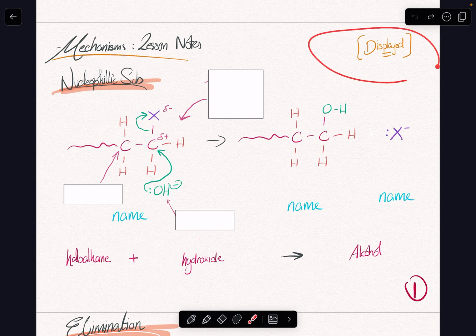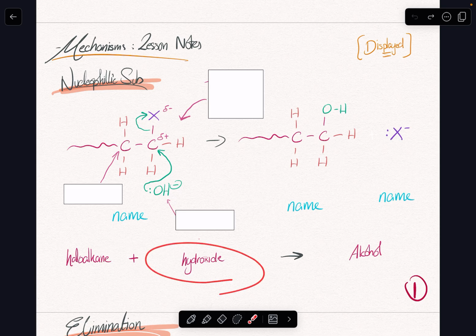And I would do all of this displayed. I would write it down on a plain piece of paper, draw out your halo alkane, draw out your mechanism, double check it, triple check it, upload it, and then check it for the 4th time. Compare it with everything that I've got here that I'm going to take you through. So we're going to start off with our halo alkane, and we're going to react it with our hydroxide, as you can see here in green.